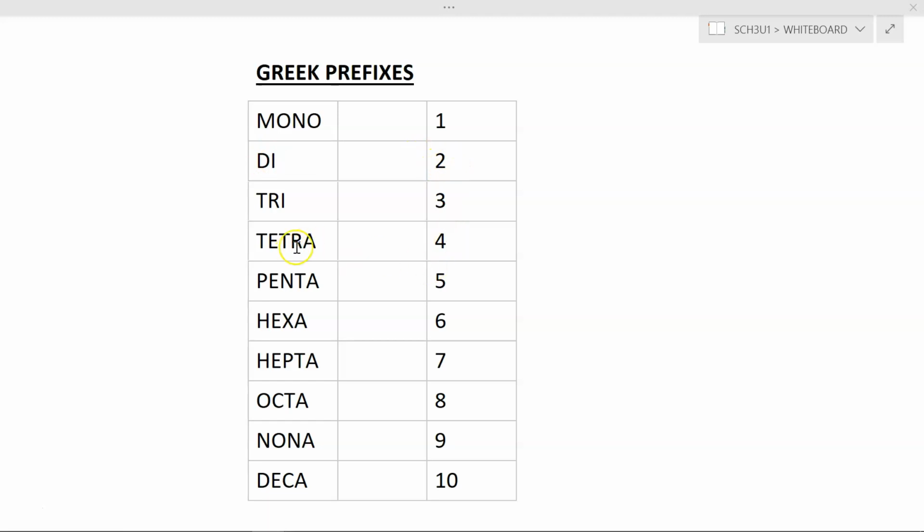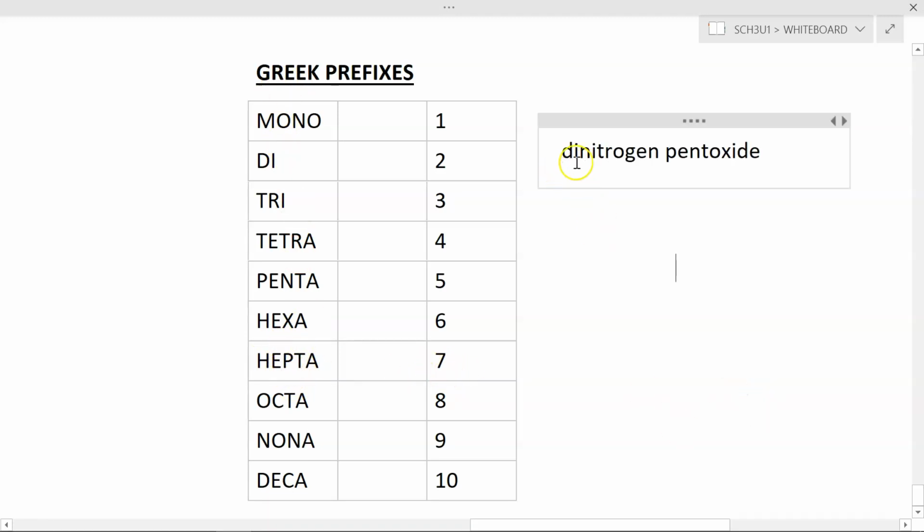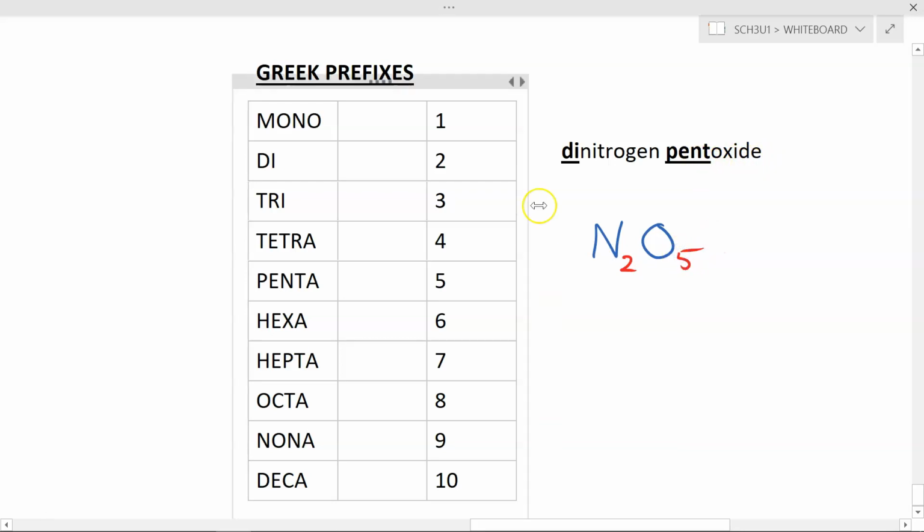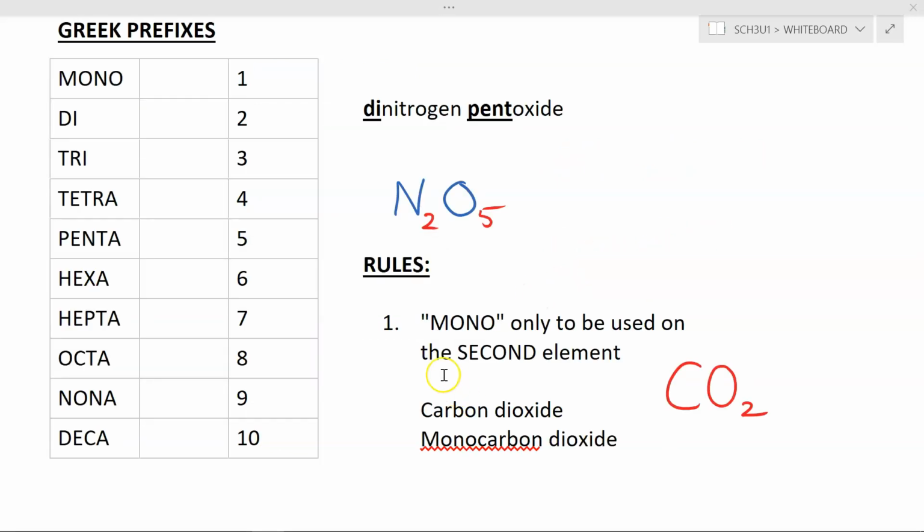I have students say quad sometimes, but it's actually tetra for 4. This one gives a lot of students issues because a lot of French students think it's septa, but it's not French, this is Greek, so it's hepta for 7. So if I say dinitrogen pentoxide, I know that there are 2 nitrogens, dinitrogen, and there are 5 oxygens, O5. Alright, so dinitrogen pentoxide, N2O5. Now there are some grammatical rules we'll have to follow.